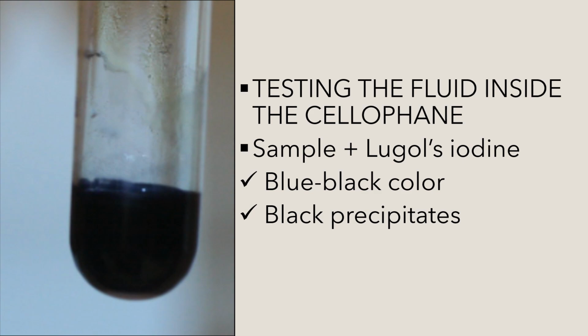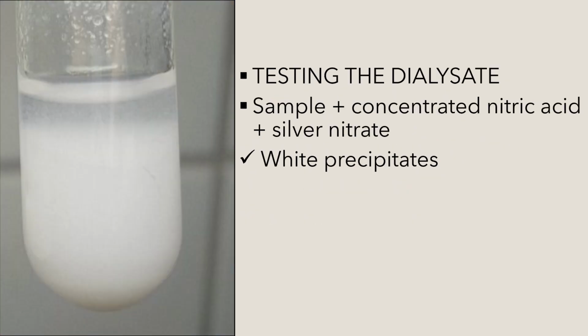Again, for the fluid inside the cellophane, you have the presence of sodium chloride and starch. Then let's move on to test the fluid outside the cellophane, or the dialysate. Testing the dialysate, we took 1 ml of sample, added drops of concentrated nitric acid, and then 1 ml of silver nitrate. The expected result is that white precipitates are produced.